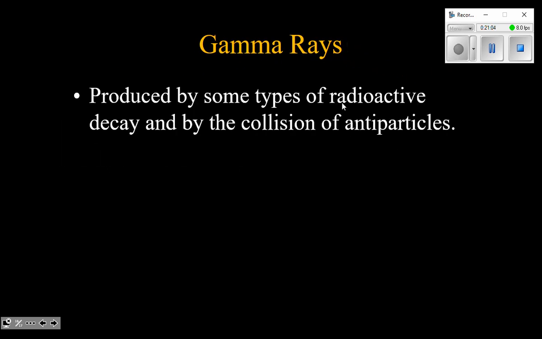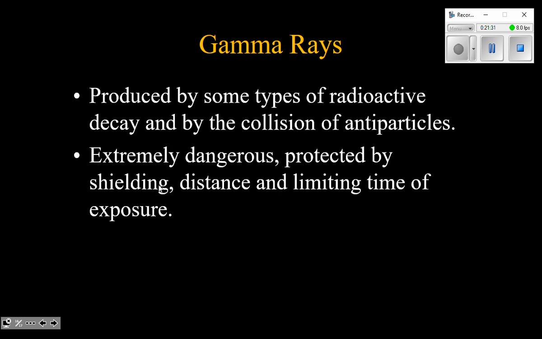And then there's gamma rays. Gamma rays are produced by some type of radioactive decay and by the collision of two antiparticles. We're going to see both of those situations later in Unit 4 when we talk about radioactive decay, and we talk about the antiparticle of the electron, which is the positron, and how they collide, totally annihilate and go from particles into 2 photons of gamma. Extremely dangerous, protected by shielding, distance, and limiting time of exposure.